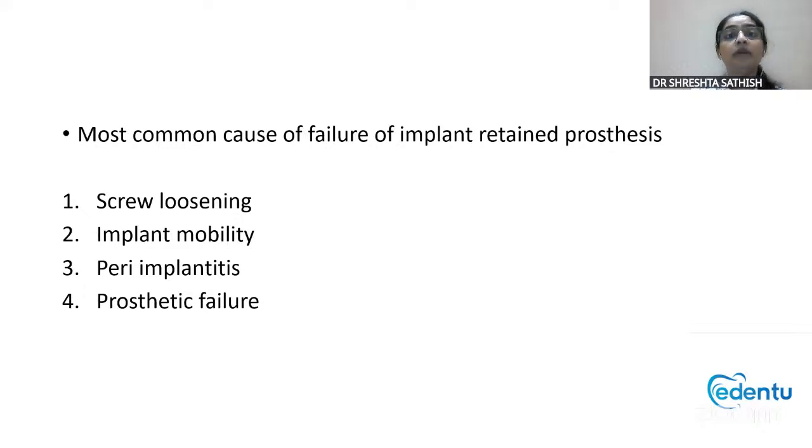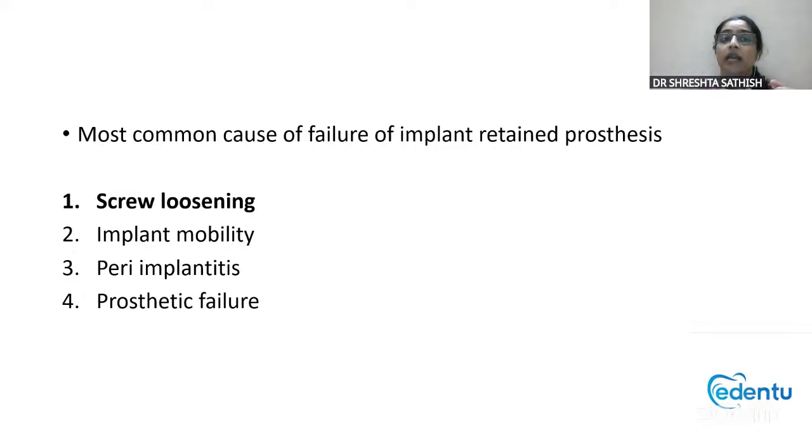The most common cause of failure for an implant retained prosthesis: screw loosening, implant mobility, peri-implantitis, prosthetic failure, all of these are reasons for implant failures. But the most common cause is usually screw loosening. If you have a prosthetic failure, the first thing it exhibits as is screw loosening.